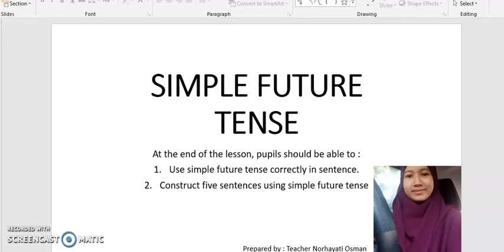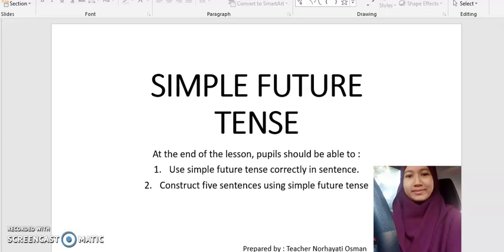I am Teacher Norhayati binti Osman, and today we are going to do a lesson about the simple future tense. Before we go further, let's look at the objectives that we should achieve at the end of our lesson. Number 1, I hope you can use simple future tense correctly in a sentence. And number 2, you must be able to construct at least 5 sentences using simple future tense.